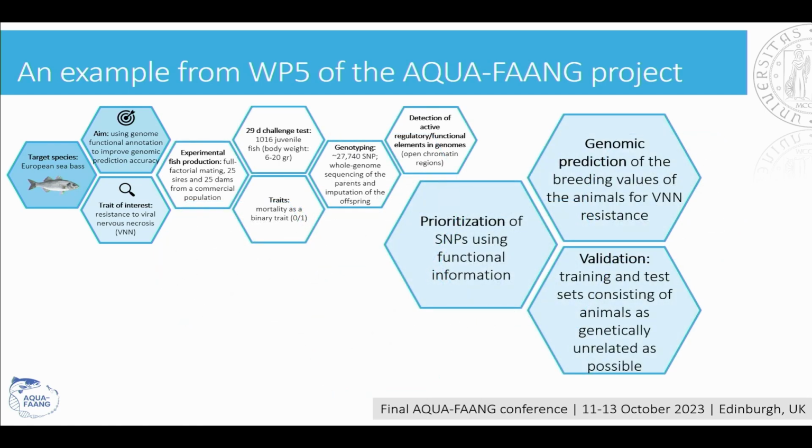Just to put some other pieces in the puzzle, we tried to prioritize SNPs using functional information. We predict the breeding values of the animals for VNN resistance. And we try to validate our prediction equation using training and testing sets consisting of animals as genetically unrelated as possible. So we will see later that they are not so related, but the families are produced using the same parents, so we'll see.